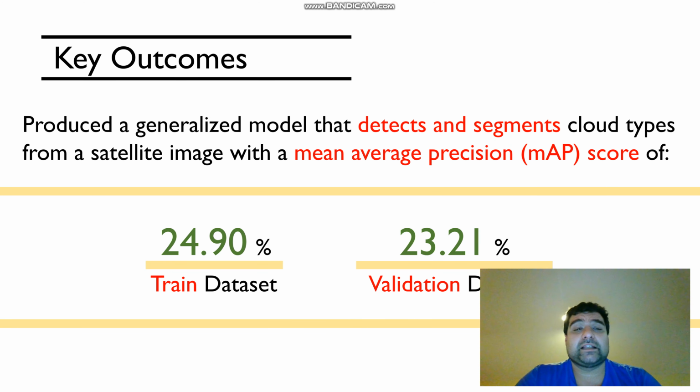We found that our image classifier had a 24.9% mAP score, which is your mean average precision. Our validation set, which is the set that the model doesn't see during the course of training, came out to 23.21%. As you can see, there is room for improvement for our mAP score, and that ties into the later steps where we mention how additional epochs, image augmentation, and a little more focus on hyperparameter tuning could improve these mAP scores.